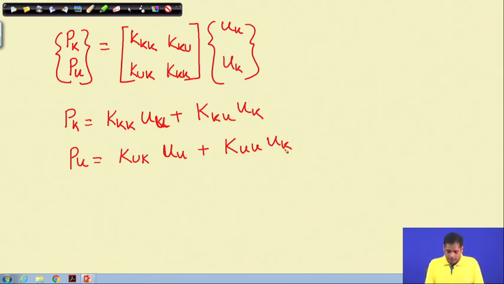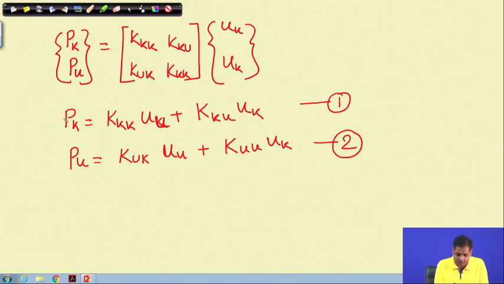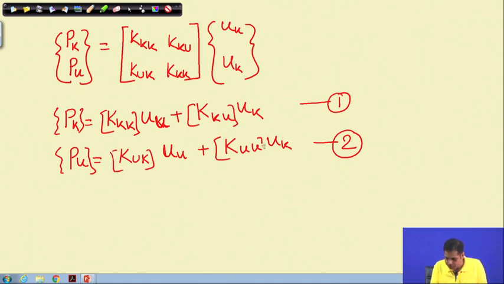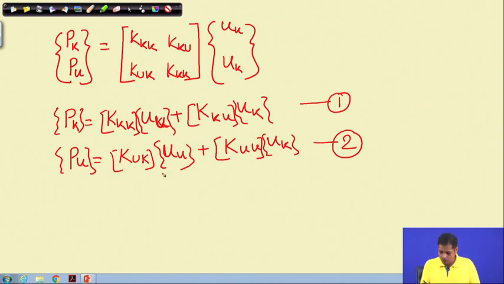Okay. Now, from this we will come to this. So, there are equation number 1 and equation number 2. These expressions are all matrix expressions. These are all matrices, stiffness matrices, partition stiffness matrices. This is the known displacement vector, and this is the unknown displacement vector. Now, let us consider the first equation today, and we will see the use of the second equation in the next class.